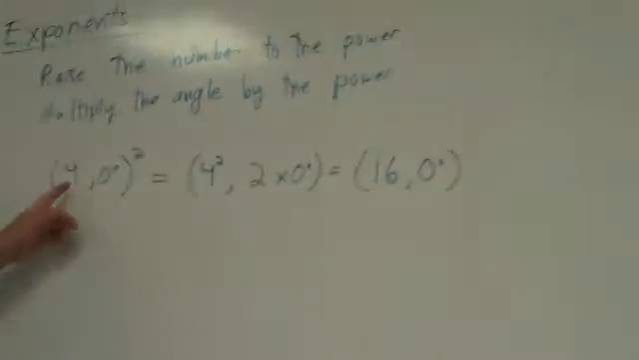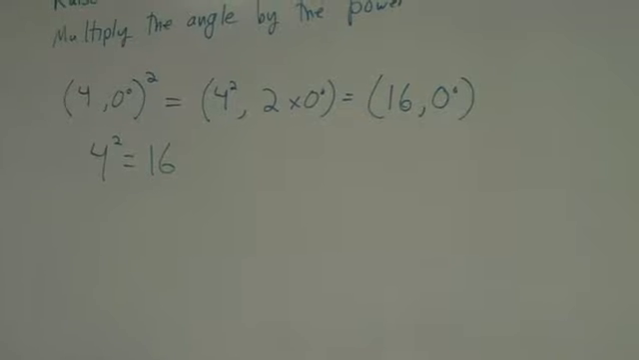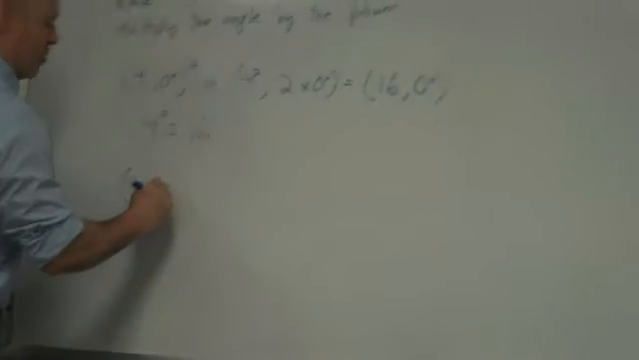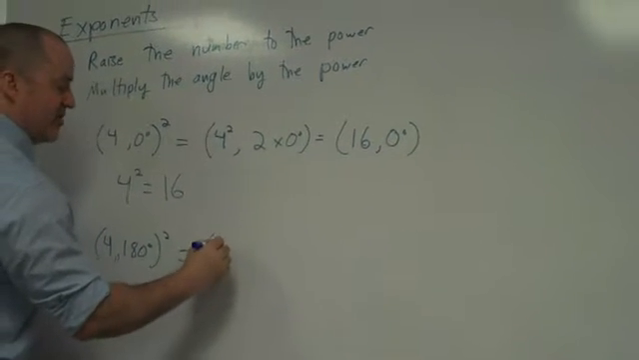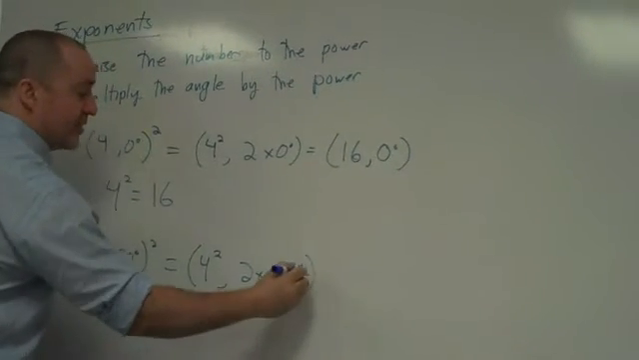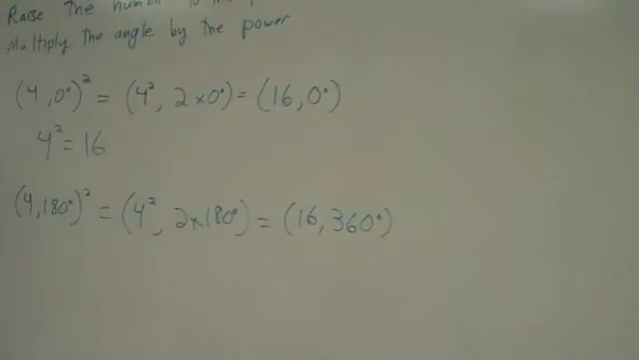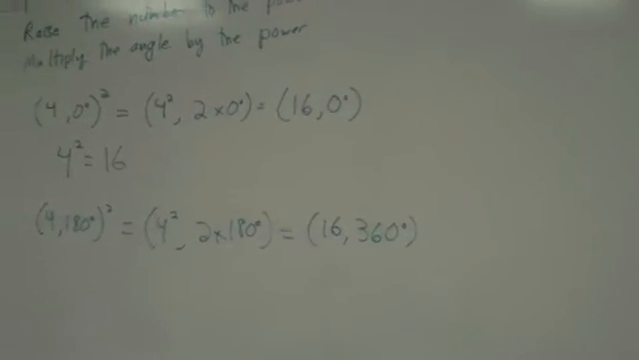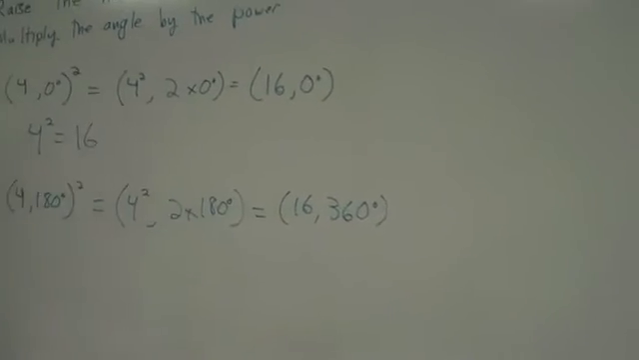Okay? And is this what you learned with your normal number system, that 4 squared equals positive 16? Yep. Okay? Let's see if it works for negatives now. Probably not. 4, 180 squared. Okay? We raise the number to 4 squared. And what's 2 times 180? 360. So now we get 16, 360. Is this also positive 16? Yeah, because 360 degrees faces the same way as 0 degrees. Okay? So, if you square a negative, you do get a positive.